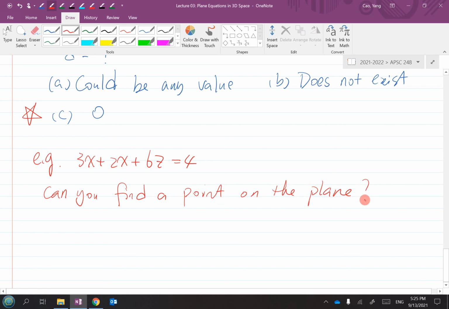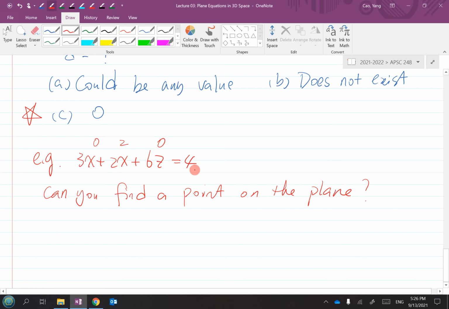Can you give me a point? Can you give me the point, meaning give me the coordinates associated with the point? Can you give me a point on that plane? And don't give me any weird points. Just give me very easy to find points. 0, 2, 0. Yes, right? You plug in 0, 0 here, and 2 times 2 is 4. So that satisfies the equation.